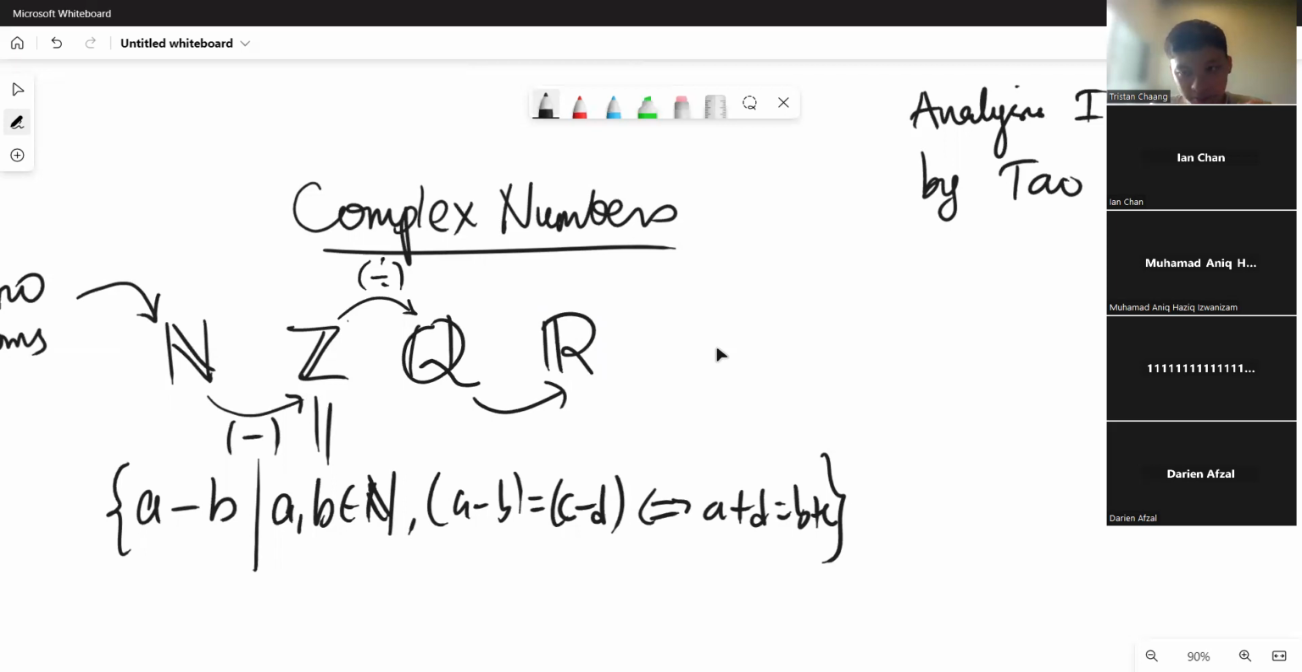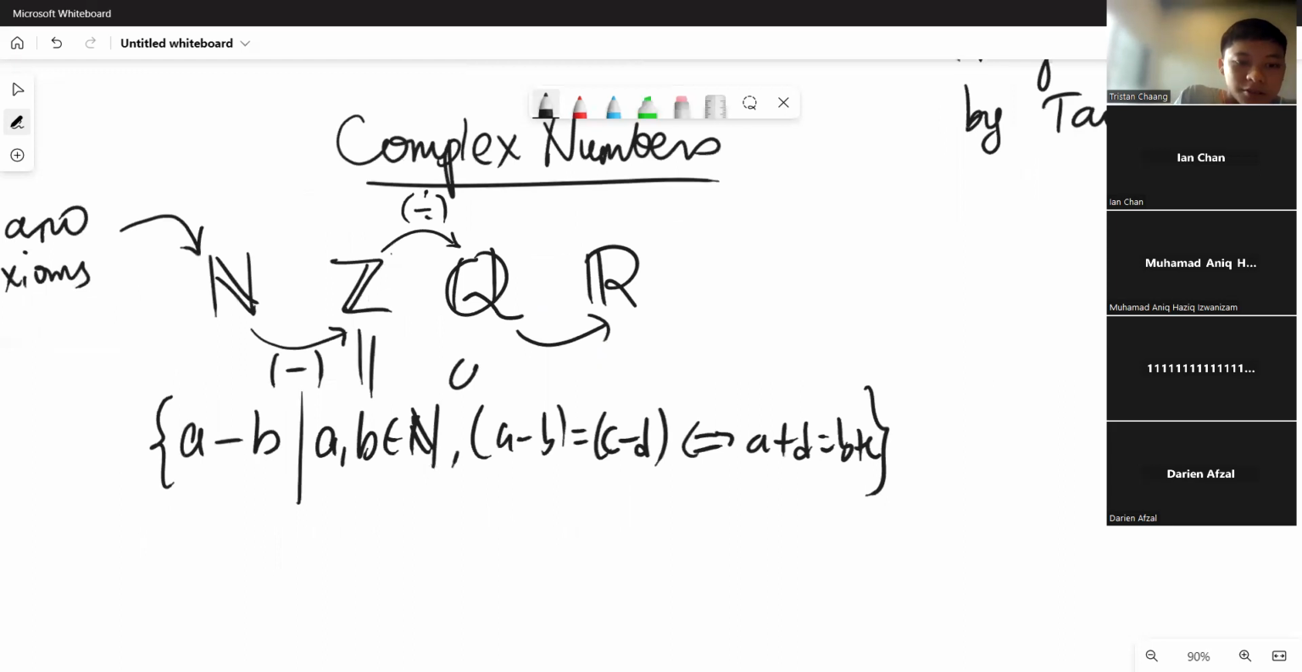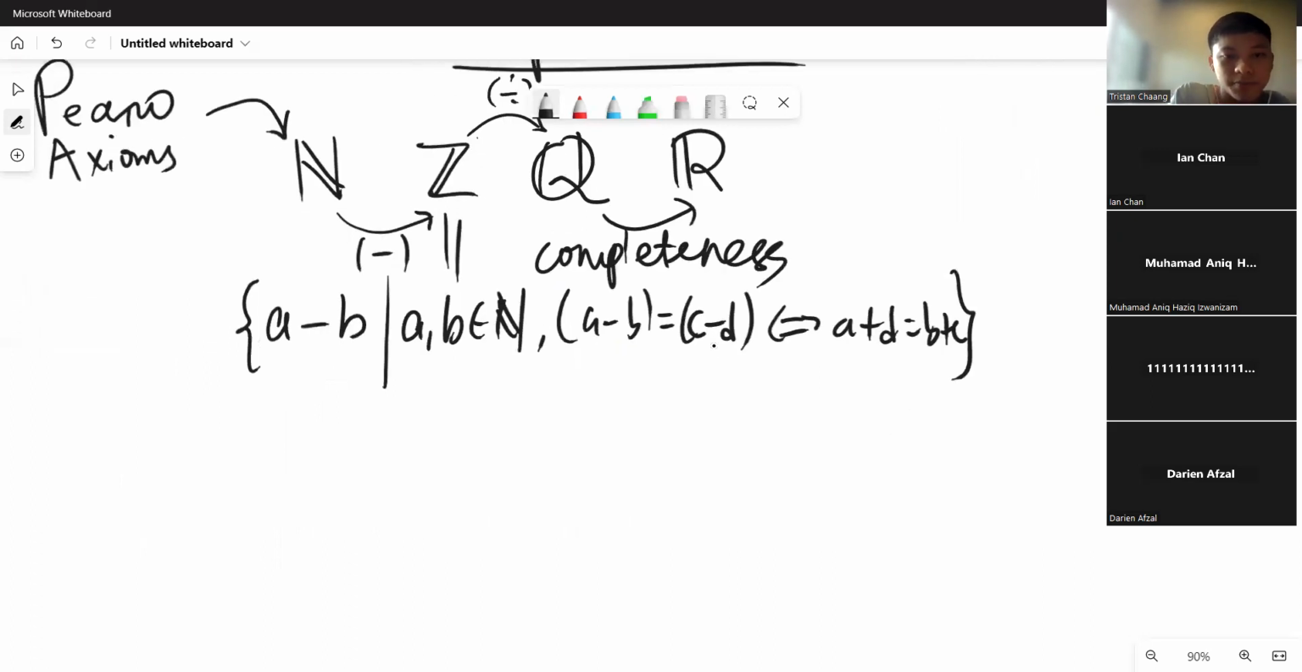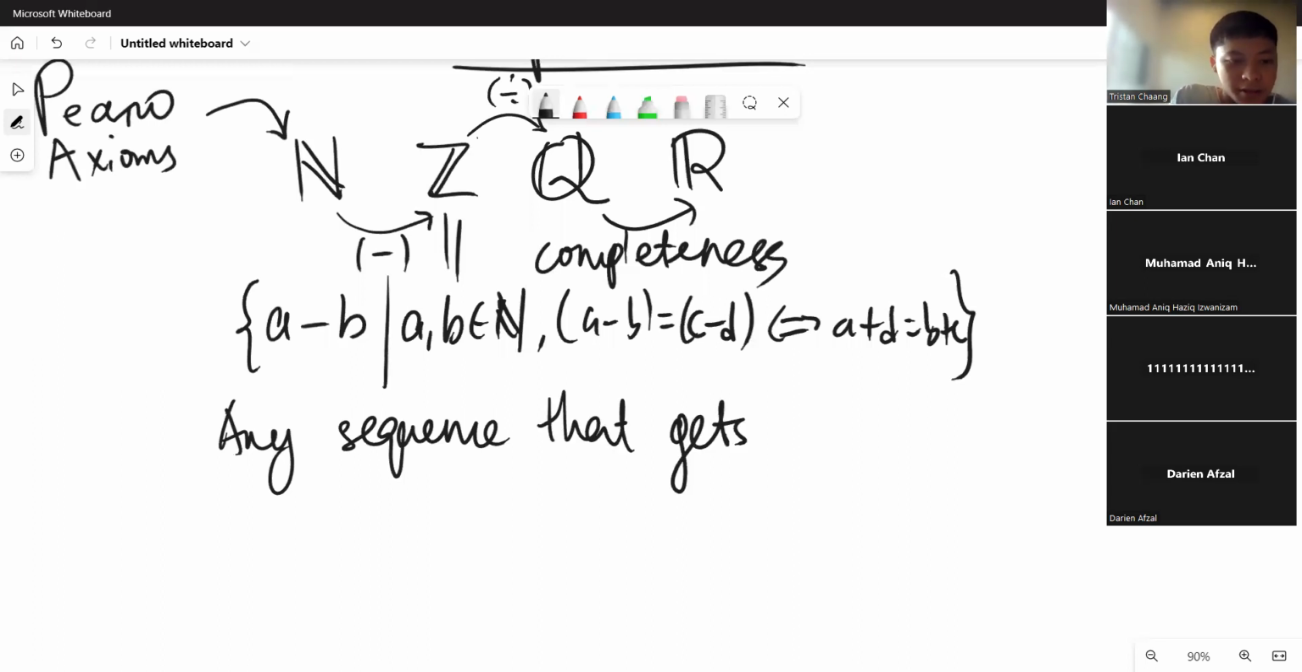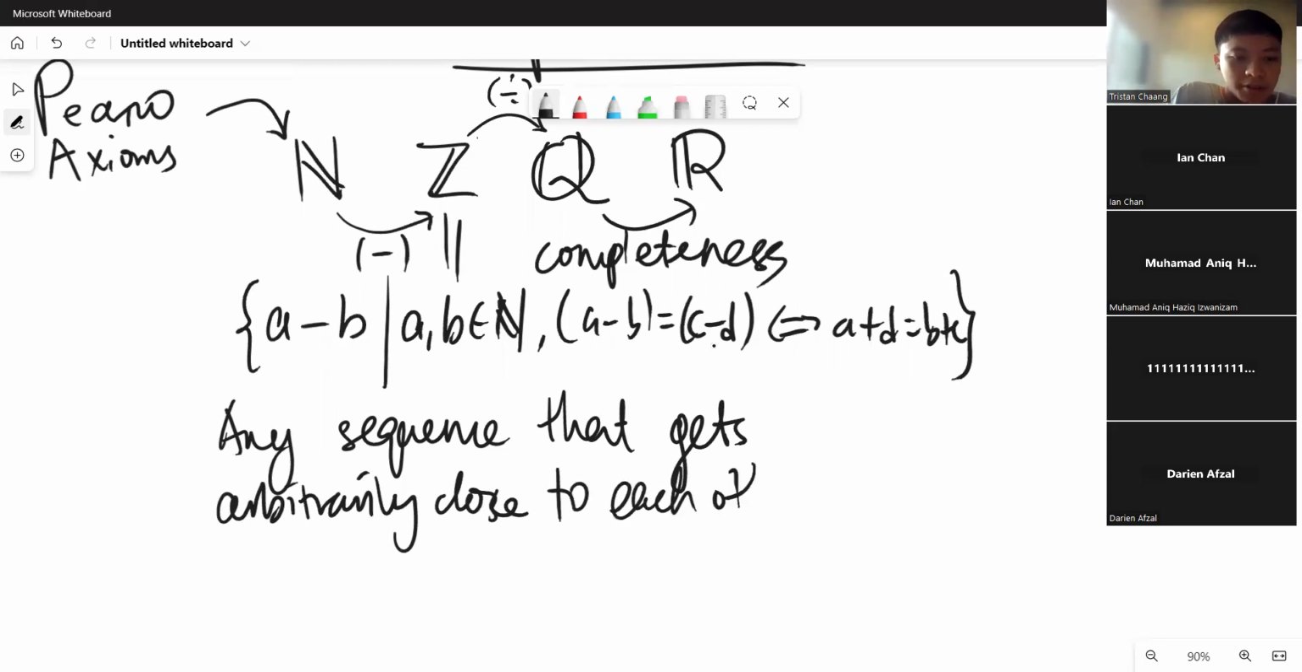Well, in the book by Tao, he defined it this way. This is one of the definitions. It's about completeness. Completeness means that any sequence that gets arbitrarily close to each other must converge.